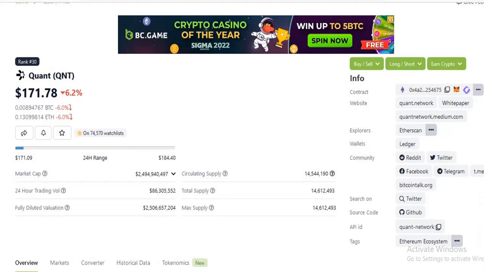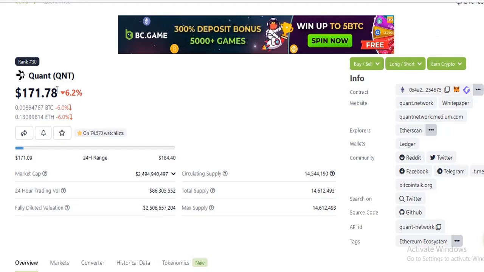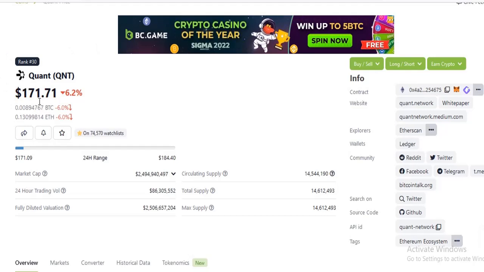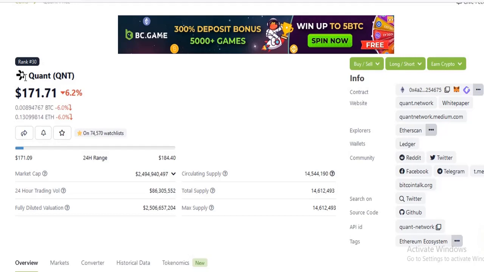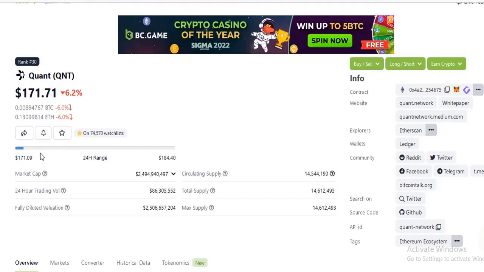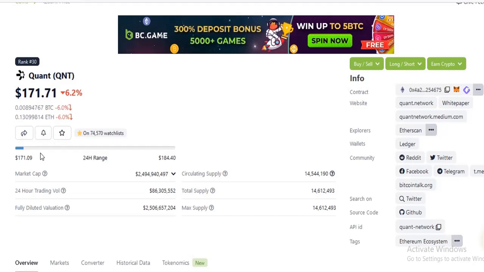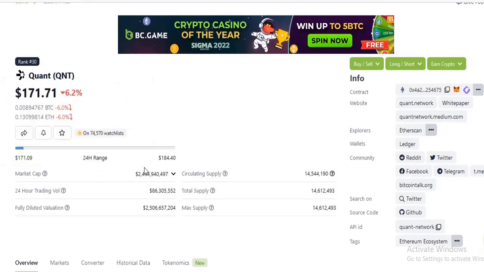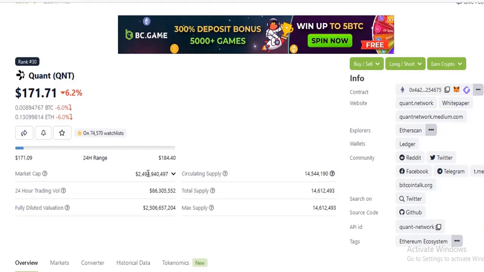Today we will be looking at one of our favorite coins on the channel, and that is QNT, Quant. We've been looking at Quant for a while, and we've seen massive gains. There were a lot of bullish signs on Quant, and today we'll be looking at a lot of the fundamental analysis and why we believe that Quant is very, very bullish. As we've been saying, the market cap is just about 2 billion.